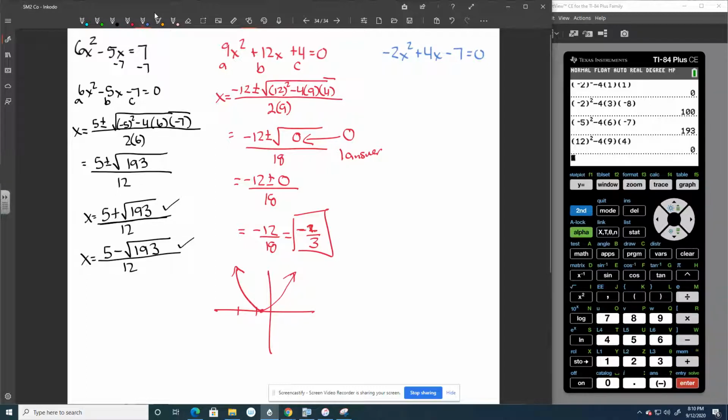It's already set equal to 0. Here's my A, here's my B, here's my C. So -B, or opposite of B, since this is a +4, I get -4 plus or minus the square root of 4 squared minus 4 times A, which is -2, times C, which is -7, all over, oh, I better put my x equals, all over 2 times -2.